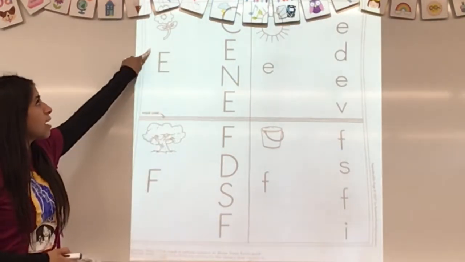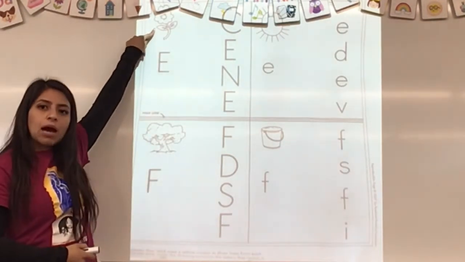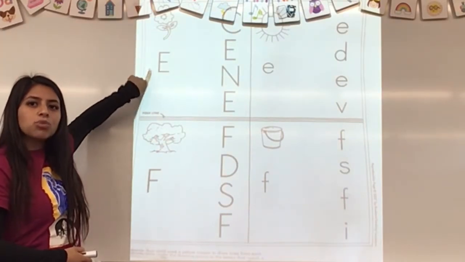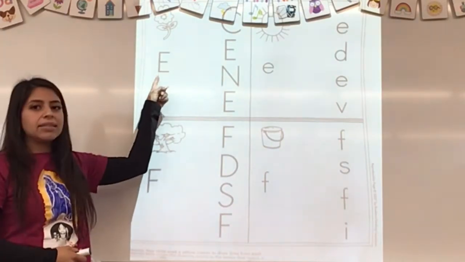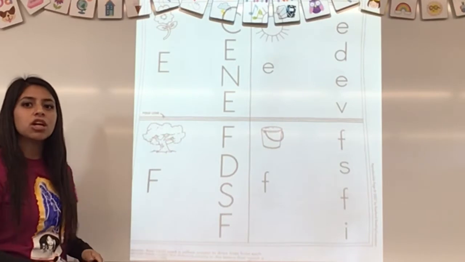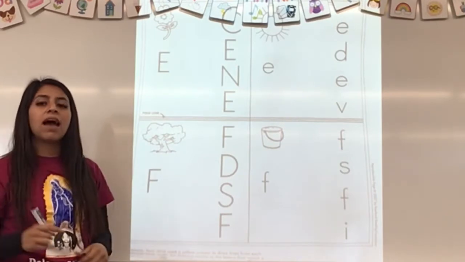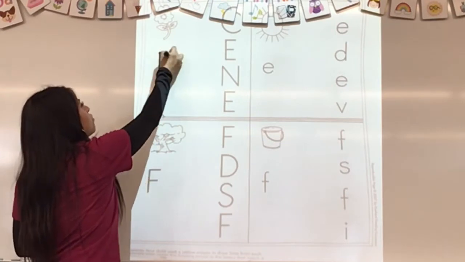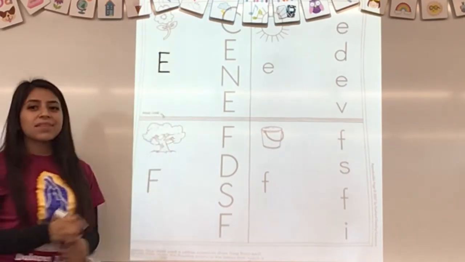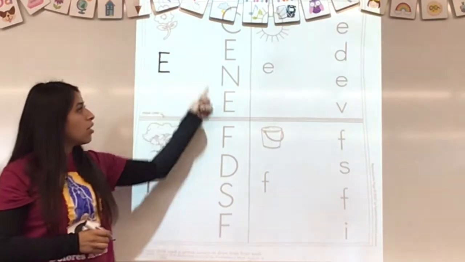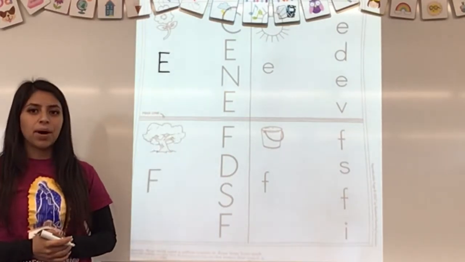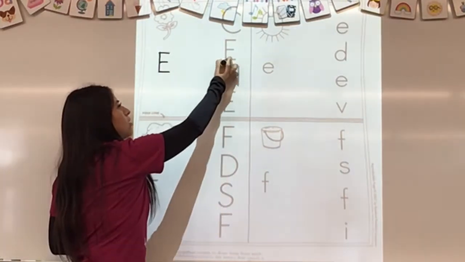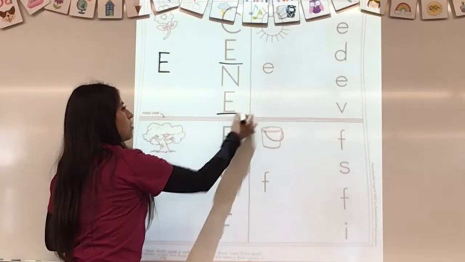The first box I want you to look at is your flower box. In this box, we are identifying our uppercase E. Go ahead and trace your uppercase E to get a reminder of how it looks. It is a big stick down and 3 lines across. Now go ahead and underline the other uppercase E's in that box. I see one here, and I see one down here.